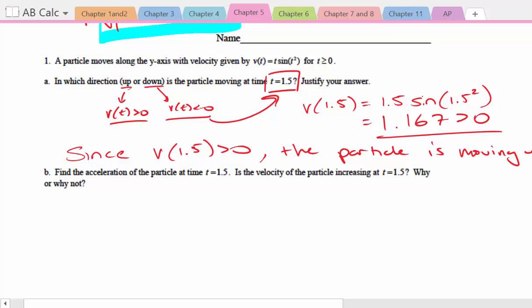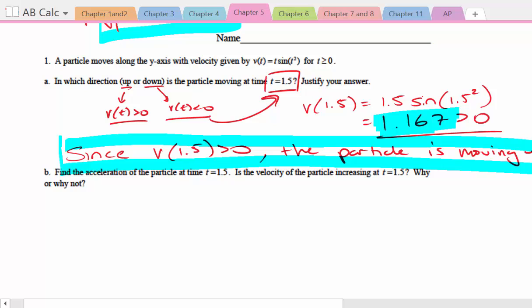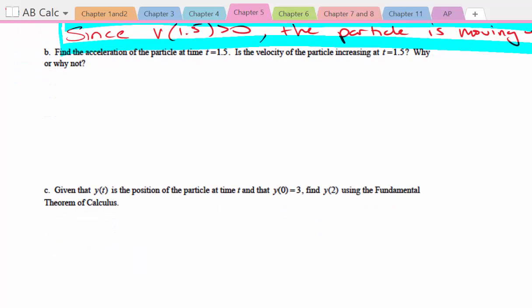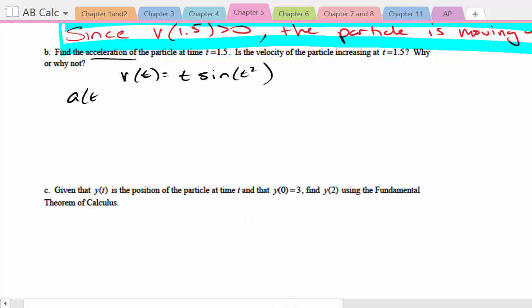This question is worth 2 points, 1 for coming up with this answer, and then 1 for the justification. Part B. Find the acceleration of the particle at t equals 1.5. Acceleration of the particle. Given that velocity was t sine of t squared, acceleration is the derivative of velocity.